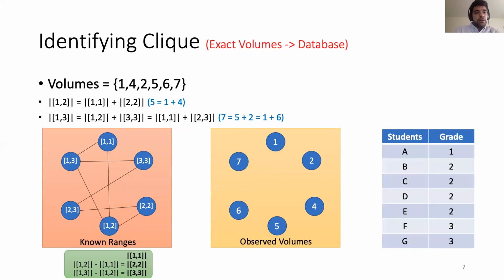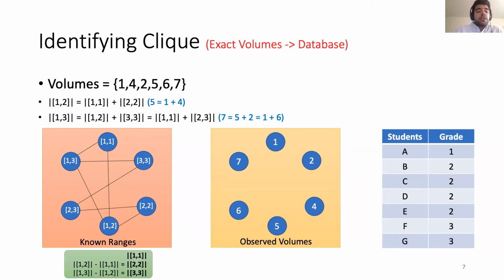So let me remind you how the previous work used the clique to recover the database. The database that we are interested in is on the right-hand side. I listed all the volumes from running the range query on this database, and the volumes are 1, 4, 2, 5, 2, 5, 6, 7, and they're shown in the figure in the middle. The figure on the left-hand side, however, shows all the range queries, and we connect two ranges together if there exists another range such that the addition of the two will give us a third.